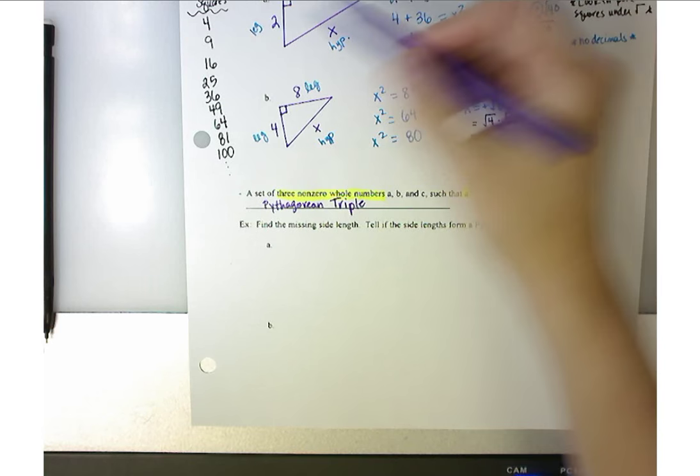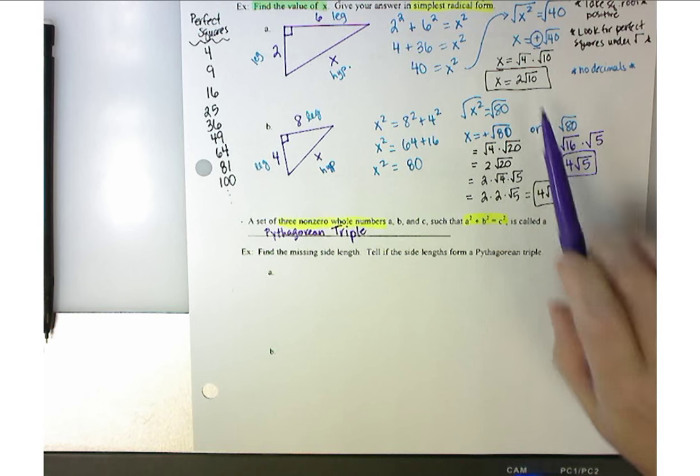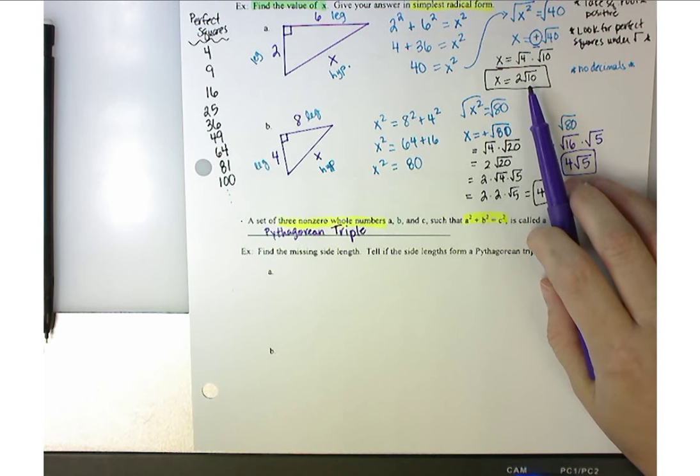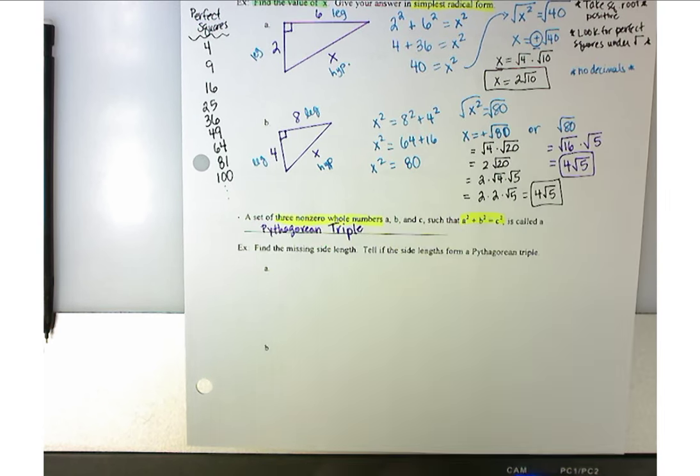So none of these above would be a Pythagorean triple because is 2 root 10 a whole number? No, whole numbers are your counting numbers.